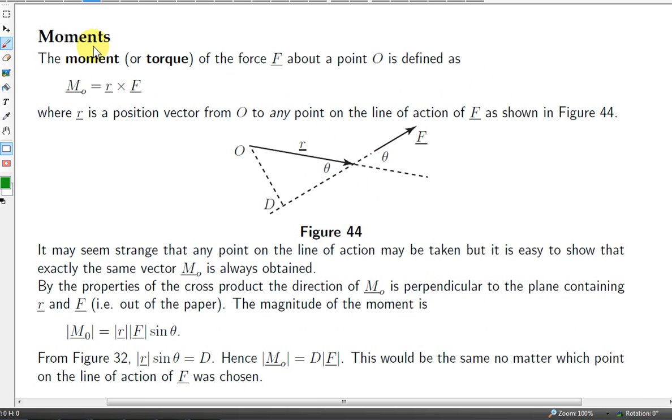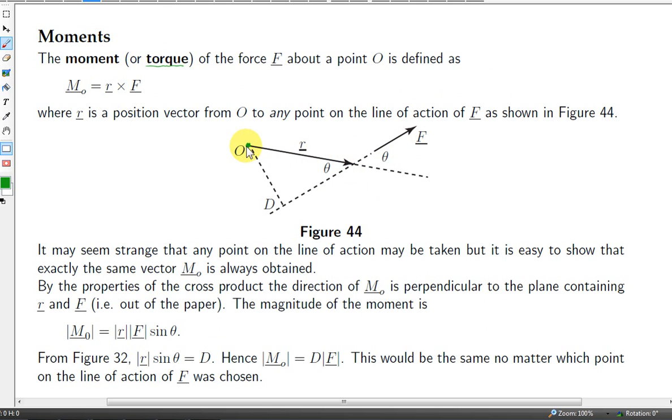Now let's consider the moment of a force. The moment of a force is also known as the torque. So we are interested in the moment of this force F about the point O. In a rough sense it means the turning effect of the force F about the point O. To get that turning effect we need this vector R.